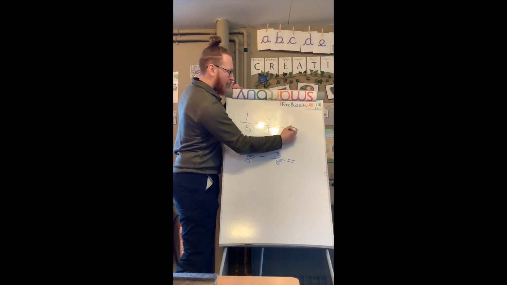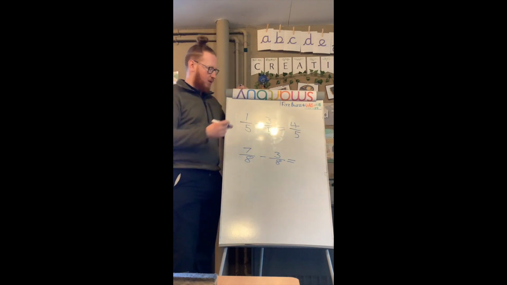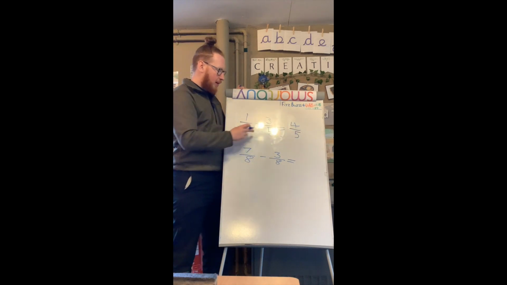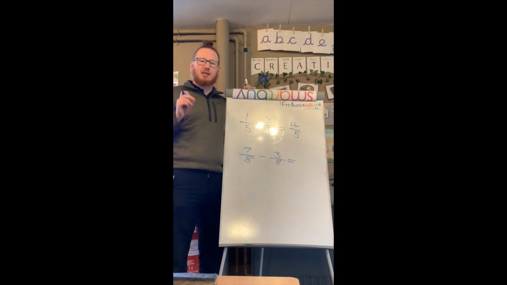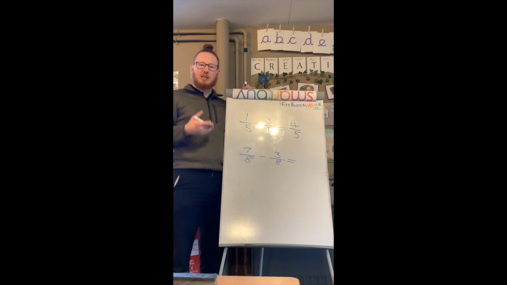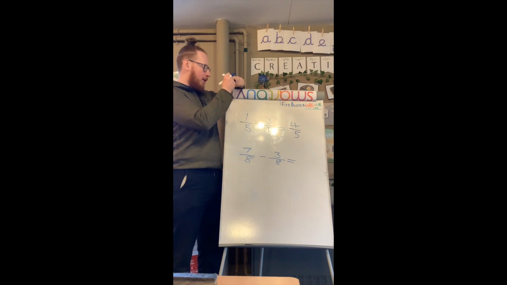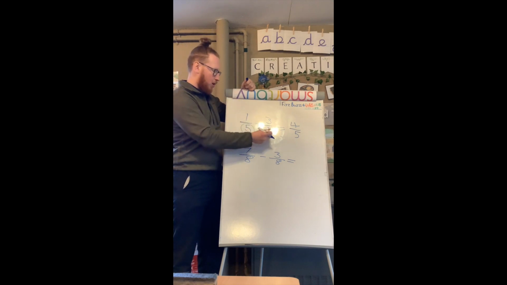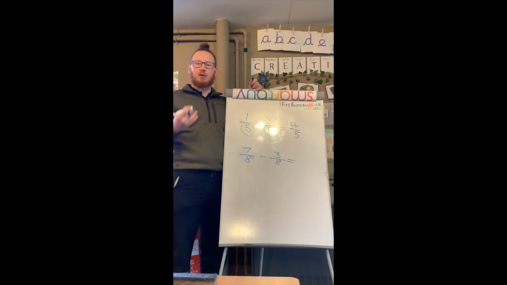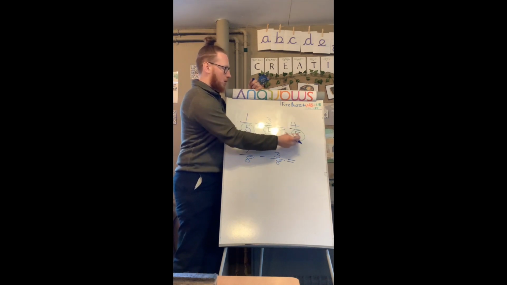1/5 add 3/5 will give us 4/5. We're adding the numerators as long as the denominators are the same. If I had two different denominators, this would not work, and I'd have to change them so that the denominators, the numbers on the bottom, are the same. But because I've got 5s in both denominators, that means I can just add the numerators and the denominator will stay the same.